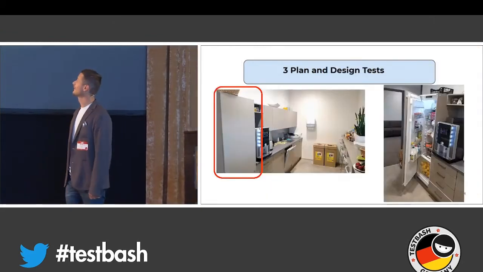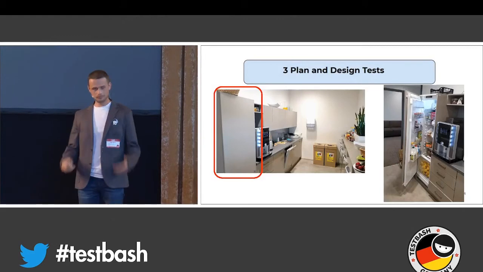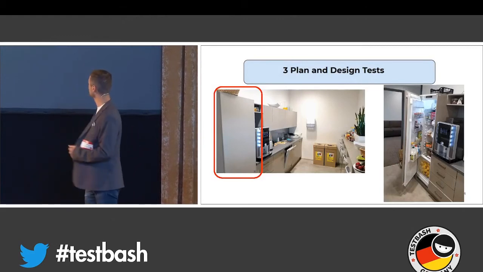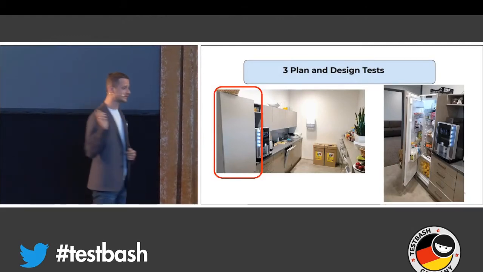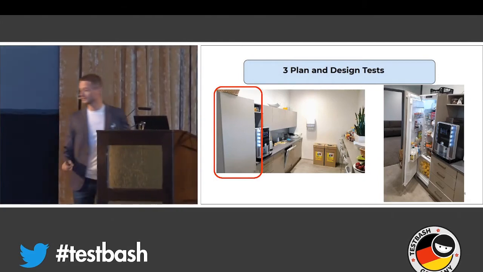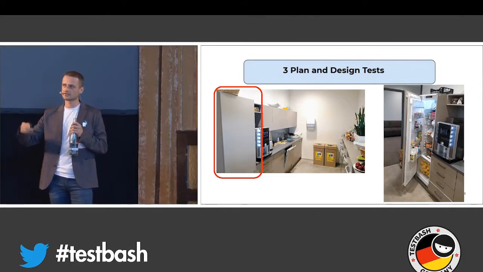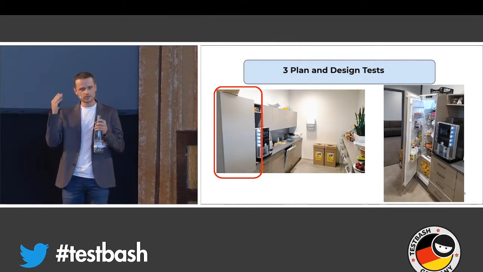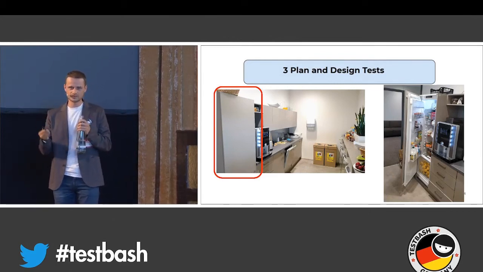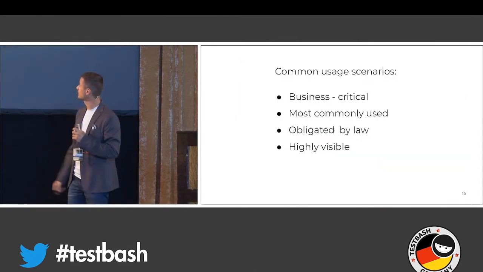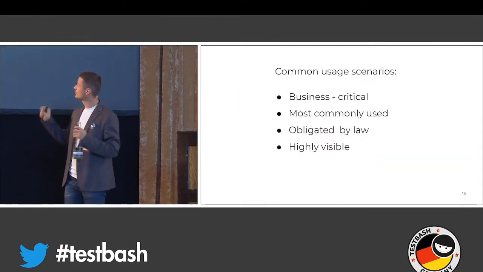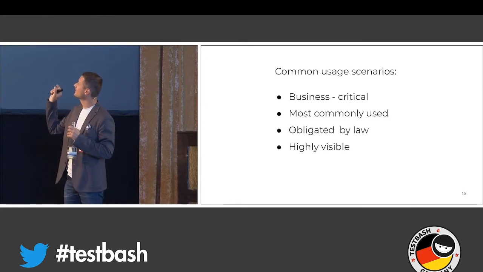Third activity is plan and design a test. And this activity I want you to associate with a fridge, or probably me looking into the fridge. So why did I choose this analogy? Before I start to cook any dish, what I do is I open the fridge and look for products that are there. And after that, I'm sitting down and thinking and planning and designing what dish I can basically make out of those products. And usually I use these four commonly used products.